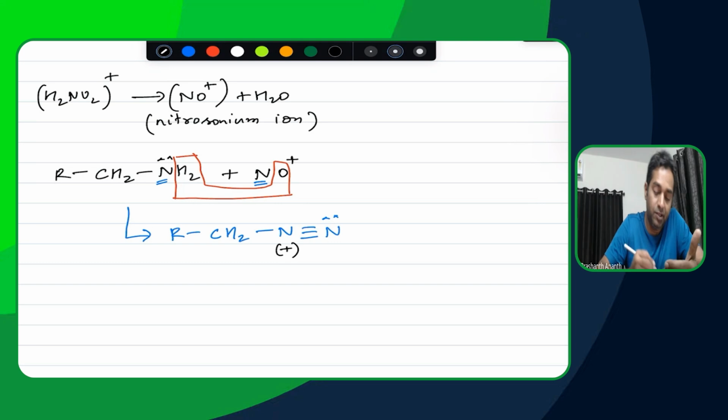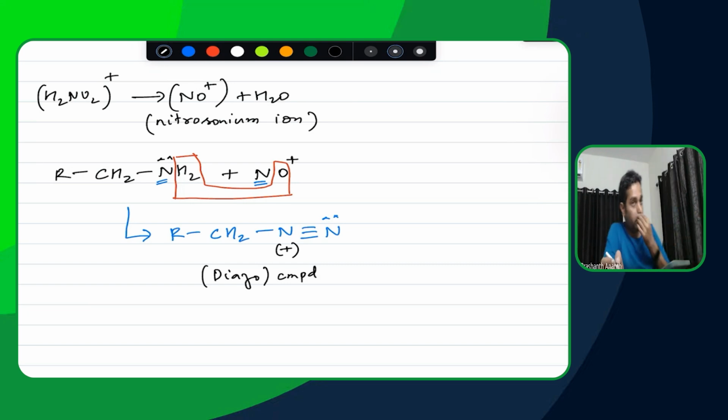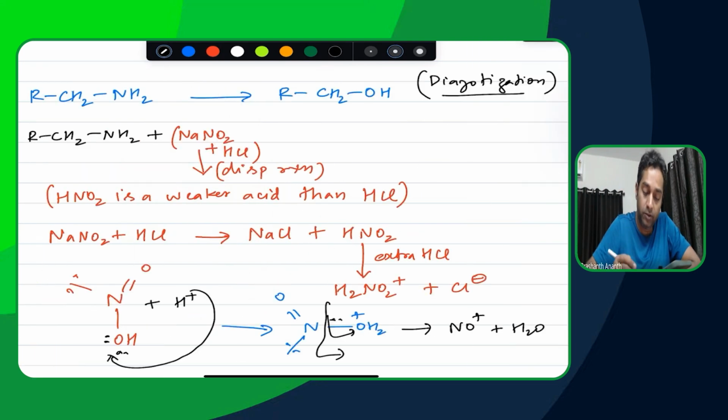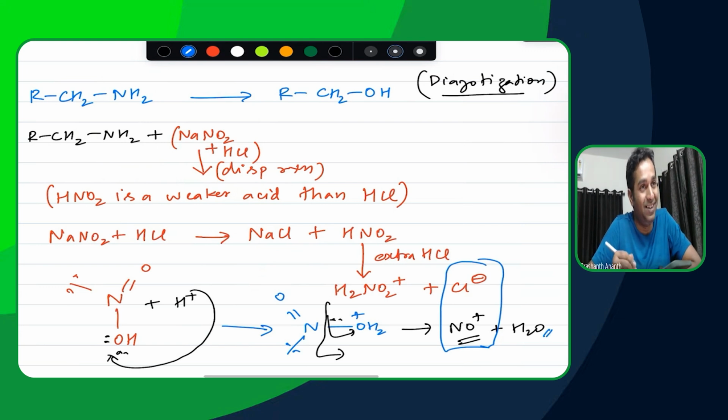Okay. Yeah. So this is called the diazo compound. Now this is going to be produced along with whatever was the partner for NO+. What was the partner for NO+? H2? No. The partner for NO+ was Cl-. H2O was the other partner, but H2O was the medium. So what is the real ionic partner for NO+? The Cl-. Okay. Because the H2NO2+ is what became NO+ and H2O, correct?